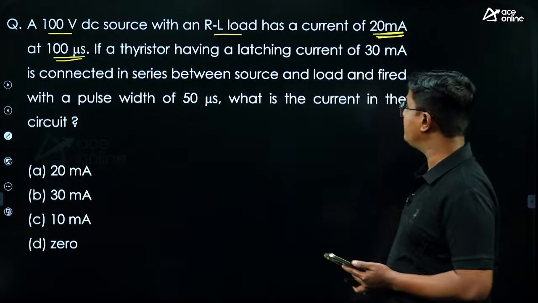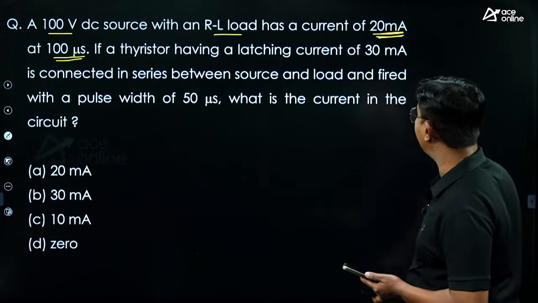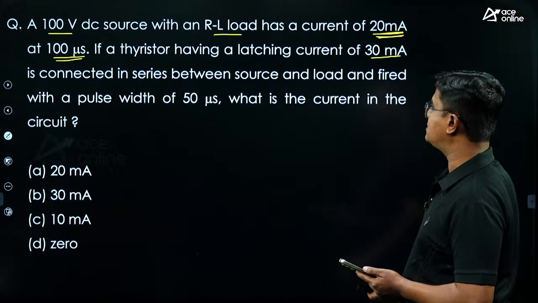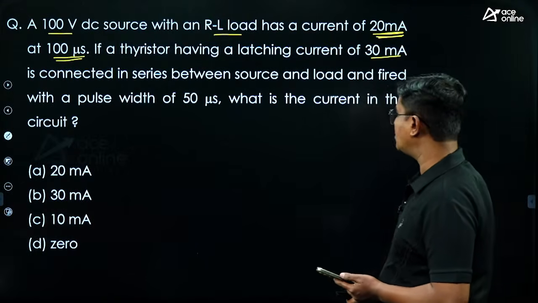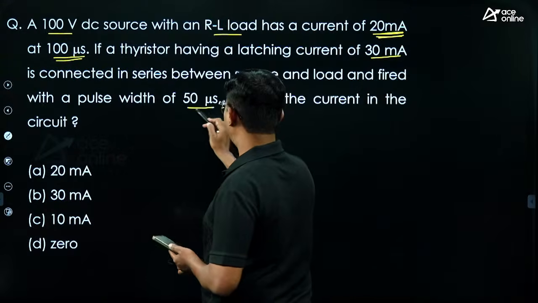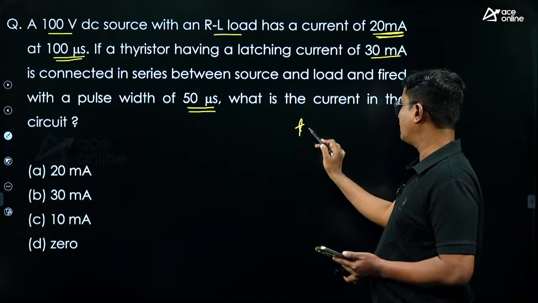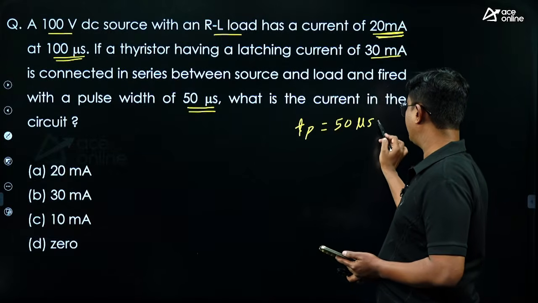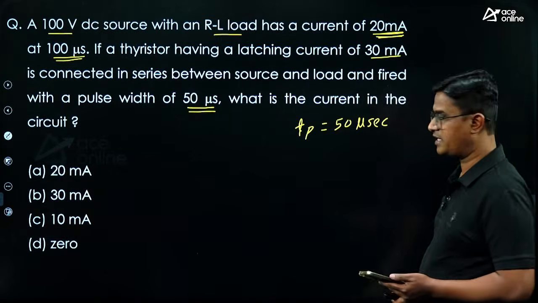If a thyristor having a latching current of 30 milliampere is connected in series between source and load and fired with a pulse width of 50 microsecond. Now the pulse width of the gate signal, TP, is equal to 50 microsecond. What is the current in the circuit? Come on, can anyone?